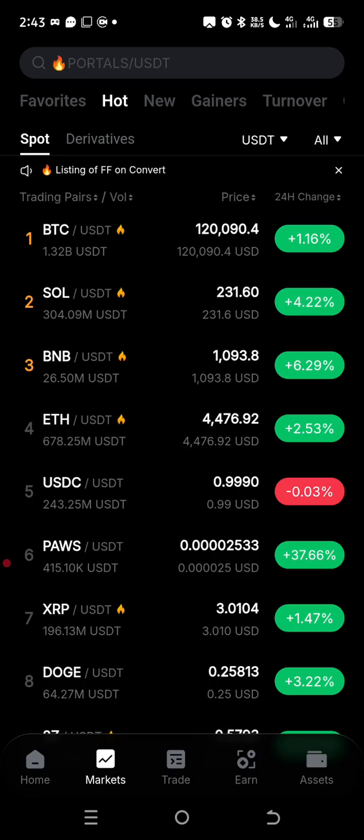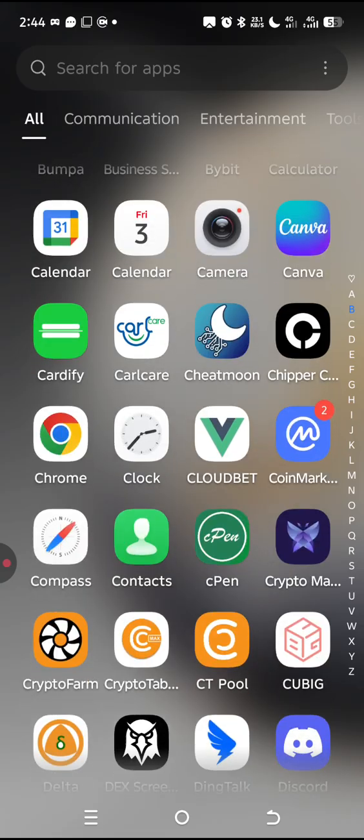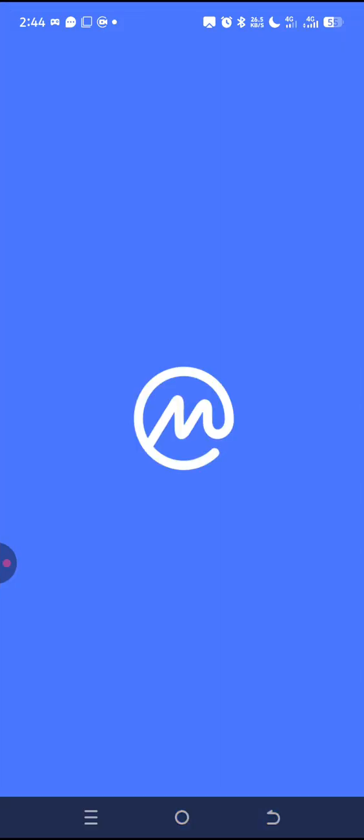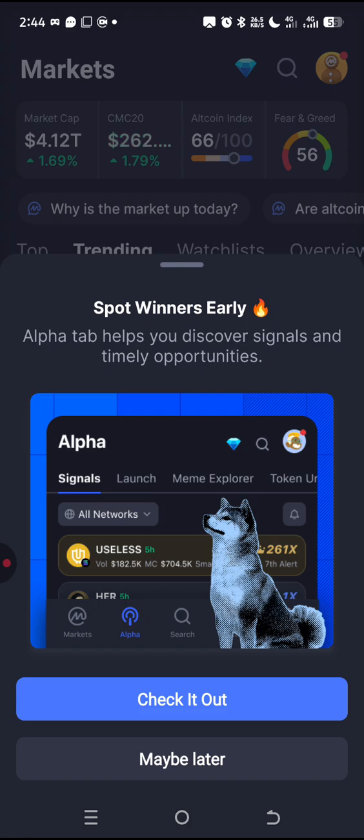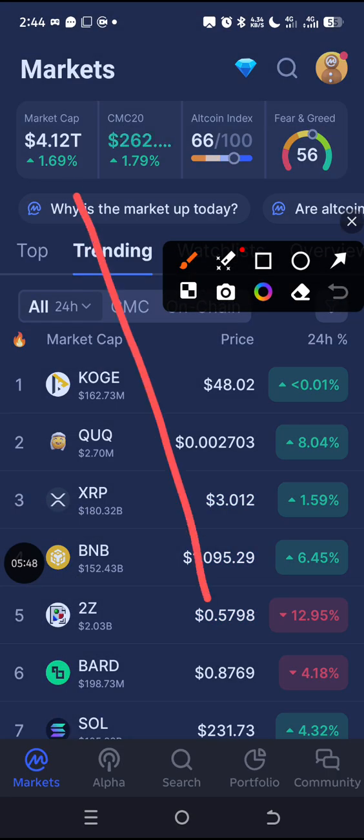Now, there are places where you can see all the coins listed. We call that CoinMarketCap. Let me go there. CoinMarketCap is where you can see all the coins listed. There are so many coins. The list is endless. This also shows you the market cap of all the cryptocurrencies in the world. As you can see right there, the market cap stands at $4.12 trillion of all the coins all over the world.